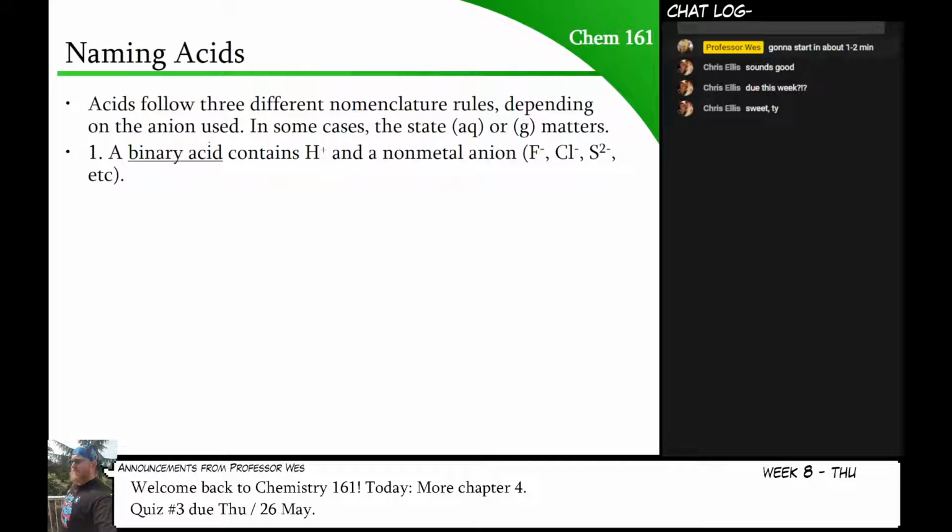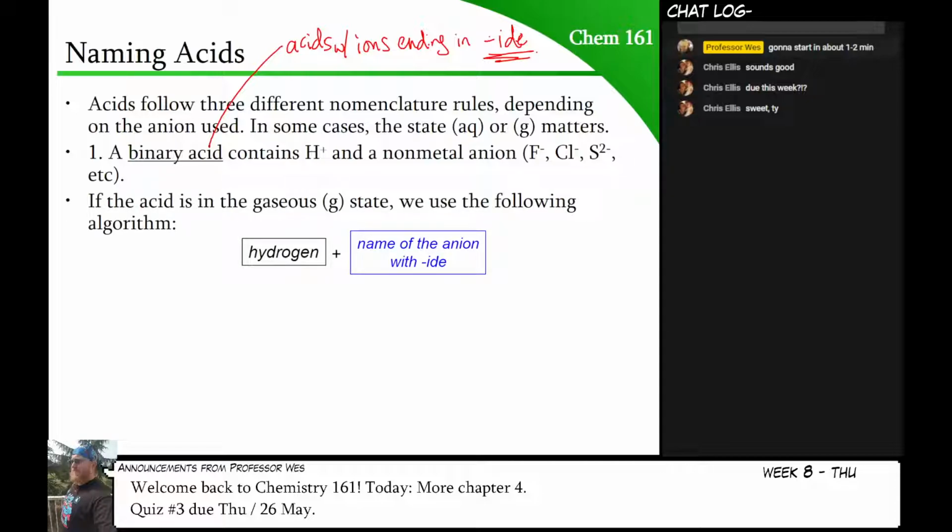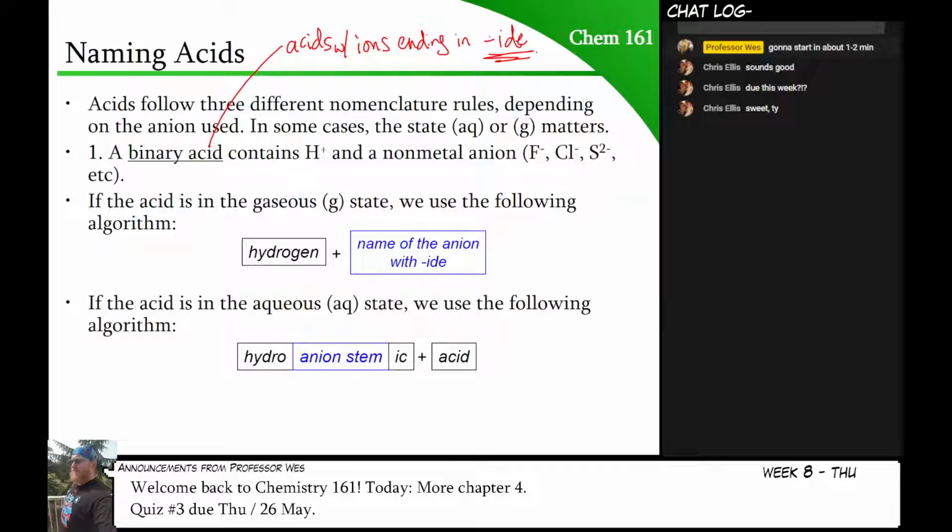But I am going to list it as acids with ions ending in "ide." So any ion that ends in "ide" follows the rules for what we have here as binary acid. So that would include fluoride, chloride, sulfide, etc. And here are the rules for naming that.